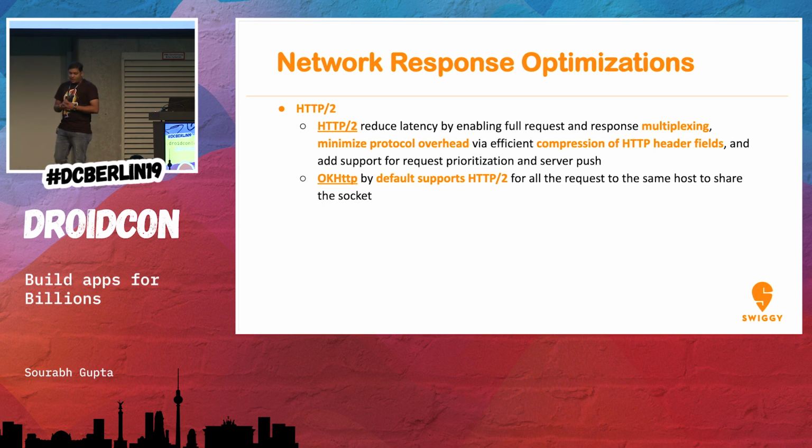So what we have done: we were earlier using HTTP 1.1. We recently migrated to HTTP 2, and we have seen some major improvement in terms of network response time. HTTP 2 provides multiplexing and header optimizations. And when we applied it on all our host domains, we saw the result.